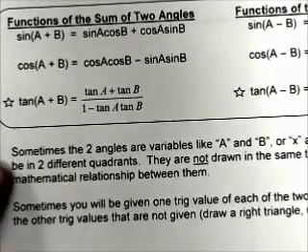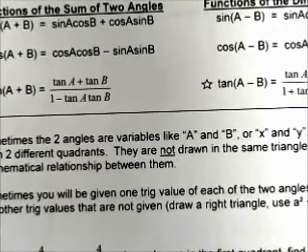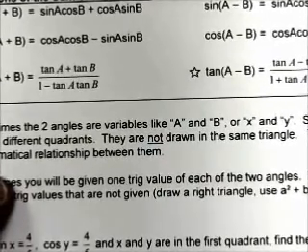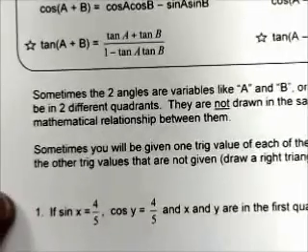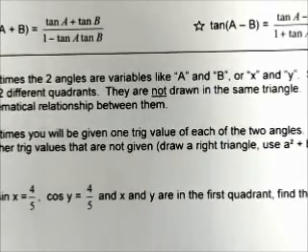So in other words, sometimes the two angles are variables like A and B, or X and Y, and these angles will be in different quadrants. They are not drawn in the same triangle. There is usually no specific mathematical relationship between them. Sometimes you'll be given one trig value of each of the two angles. So instead of being given angle measures, we're going to be given one trig value of each angle.